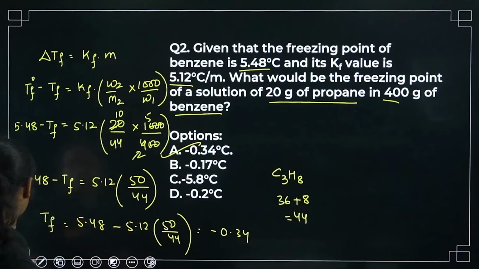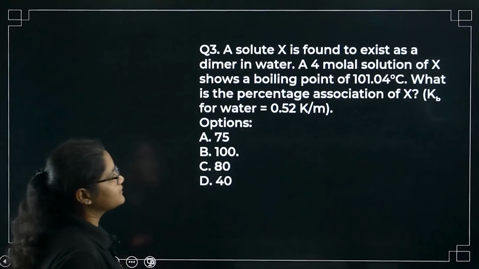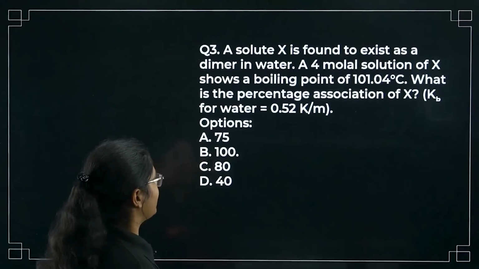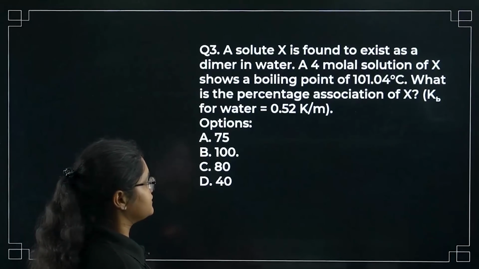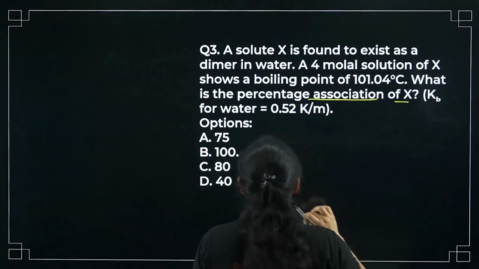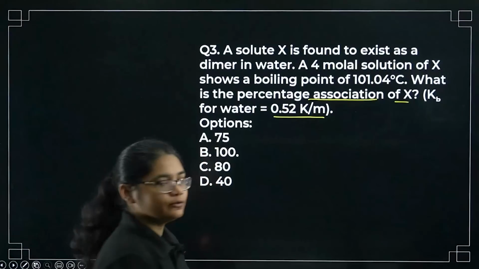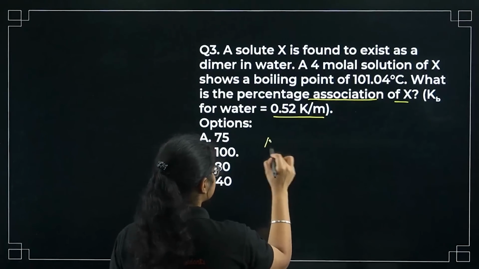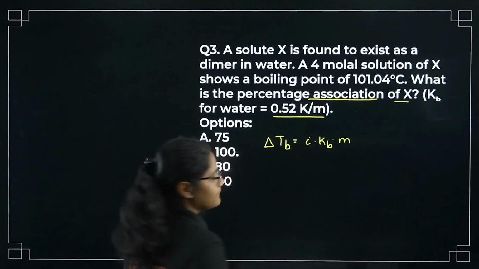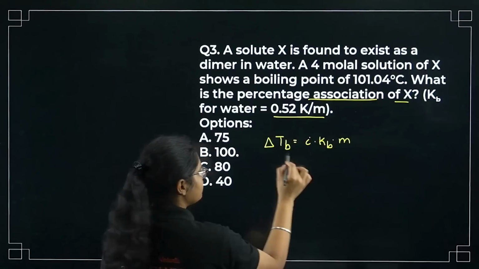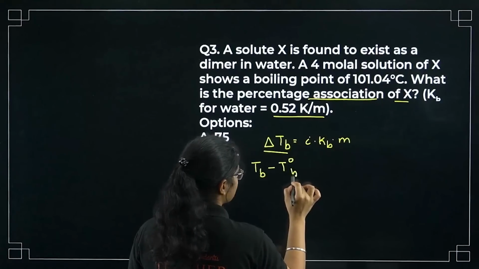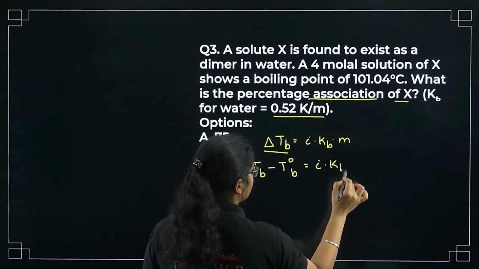Now moving to the next question. A solute X is found to exist as a dimer in water. A 4 molar solution of X shows a boiling point of 101.04 degrees Celsius. What is the percentage of association of X? For water, the Kb value is given. Now we know that delta Tb is equal to i into Kb into m, right? This is the formula. Now what's the value of delta Tb? It can be written as Tb minus T naught b, equal to i into Kb into m.